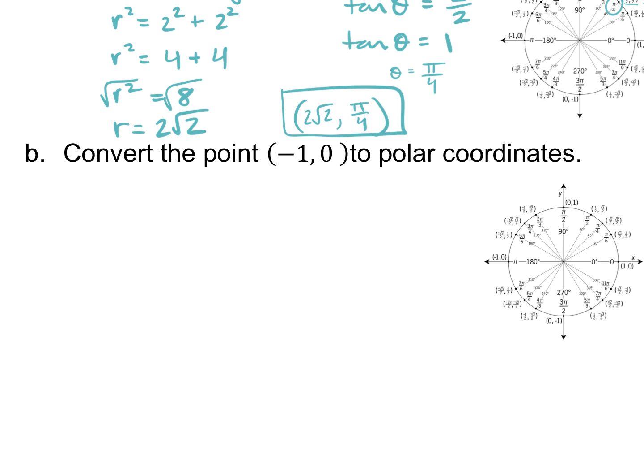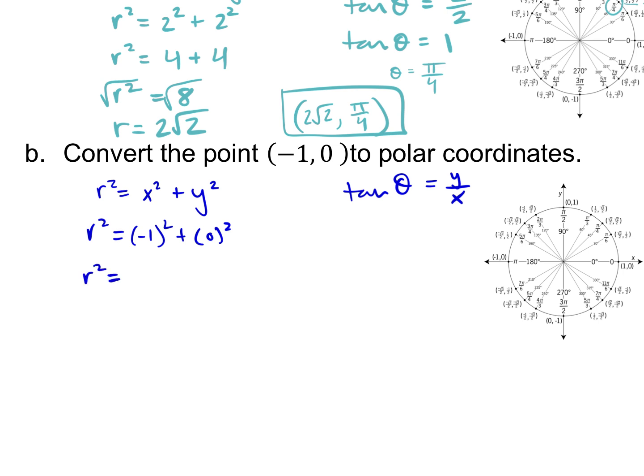I'm going to convert the point to polar, so we're doing the same thing. We have r squared equals x squared plus y squared, and the tangent of theta equals y over x. So let's find our r first. R squared equals -1 squared plus 0 squared. So r squared equals 1 plus 0. R squared equals 1, so r is what? 1. Perfect. I would always say stick with the positive r. Don't worry about the -1.